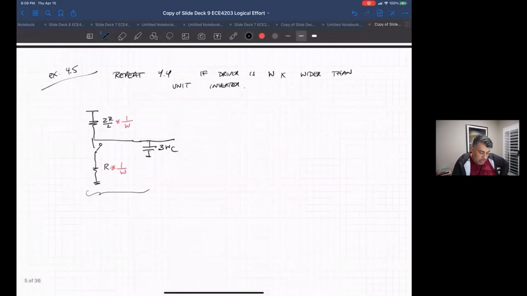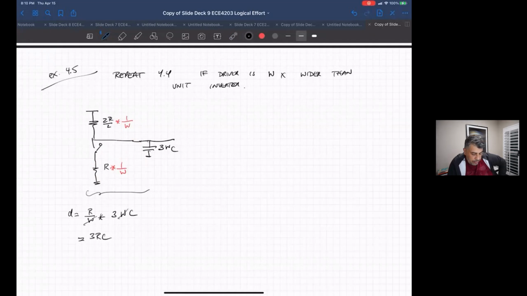Now let's look at just this by itself. If you look at the delay without any load, this part is R over W. Let's say I'm just looking at a pull down, times W, 3WC. The W's cancel each other out, and this ends up being 3RC, which is exactly the delay for the unit inverter.